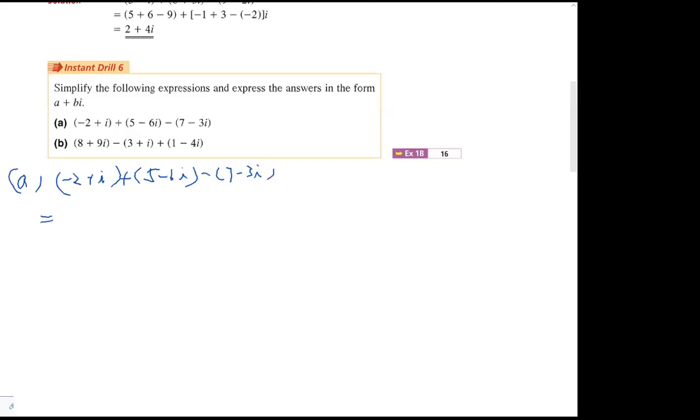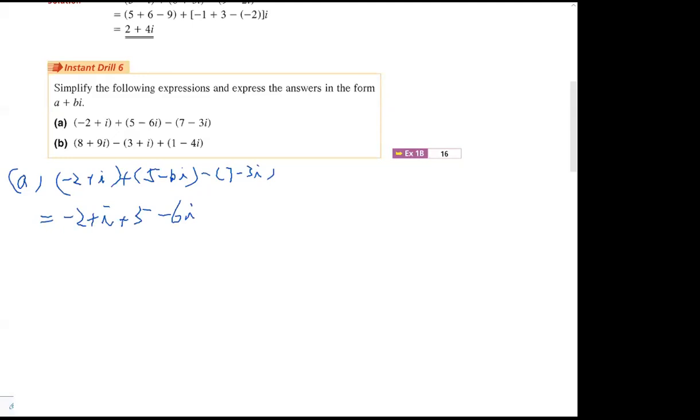Okay, the first step is to remove the bracket. And we just check whether it is a positive bracket or a negative bracket. First bracket is positive, so it's just negative 2 plus i. Just copy everything inside. And then the second bracket is also a positive bracket, so we just copy everything inside. So this is plus 5 minus 6i.